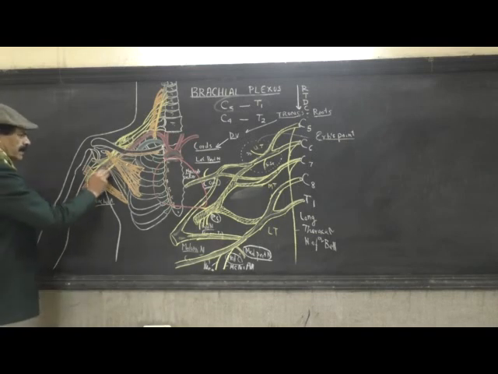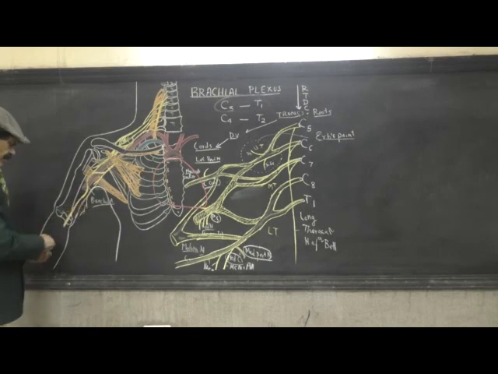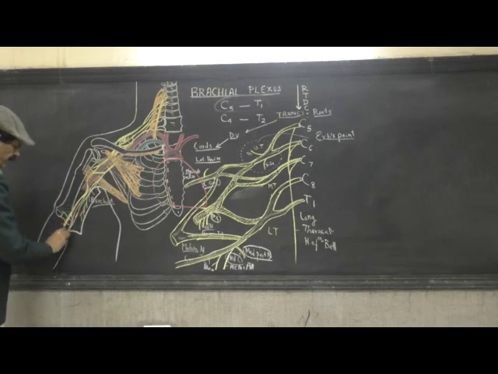Then the medial cord, after giving the branches, the medial root, medial pectoral nerve, and upper subscapular nerve, gives the medial cutaneous nerve of the arm, which will supply the skin of the arm, while the other branch is the medial cutaneous nerve of the forearm. It will supply the skin of the forearm.